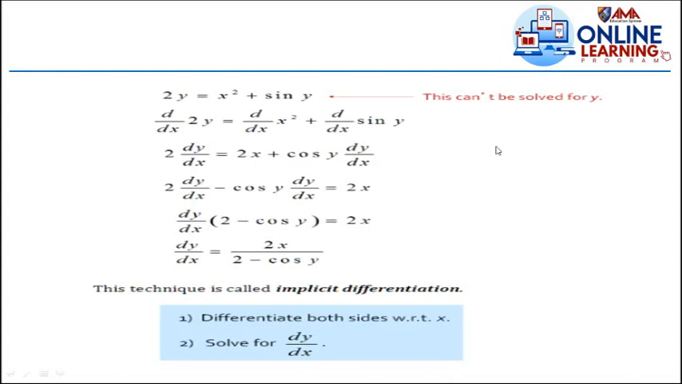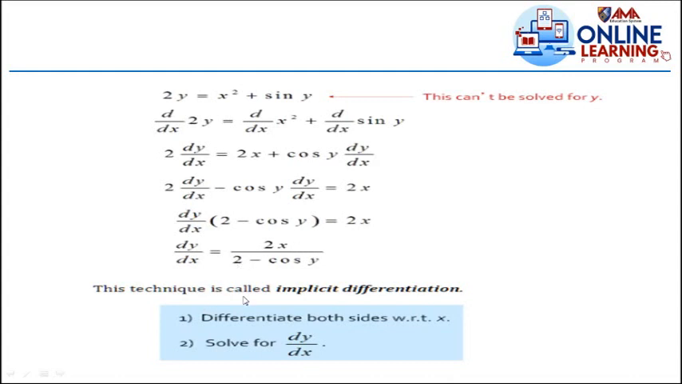Then the derivative of sine y is equal to cosine y dy/dx. Simplifying further, we have 2 dy/dx, collecting like terms, minus cosine y dy/dx, which we transpose, is equal to 2x. Since we moved it, it became negative. Factoring out dy/dx, we have 2 minus cosine y is equal to 2x. Solving for dy/dx, the answer is 2x divided by 2 minus cosine y. That is our answer.